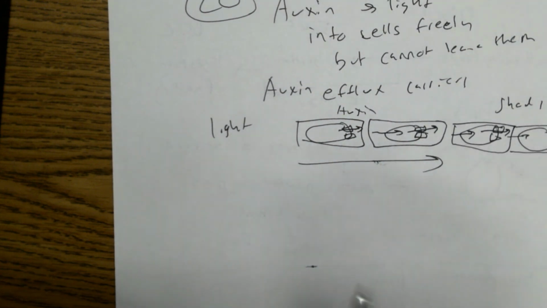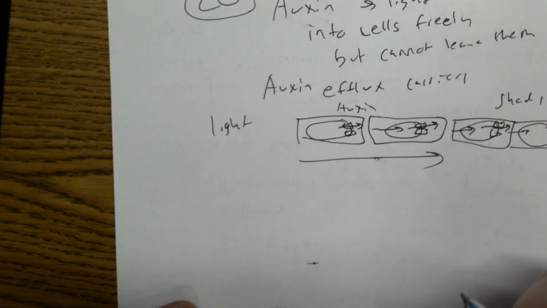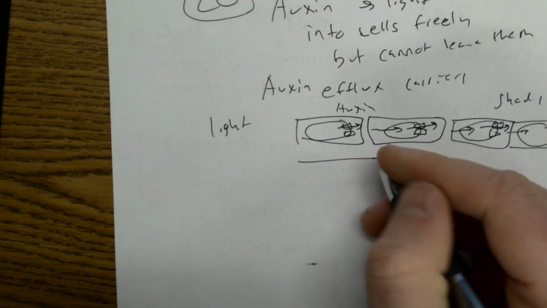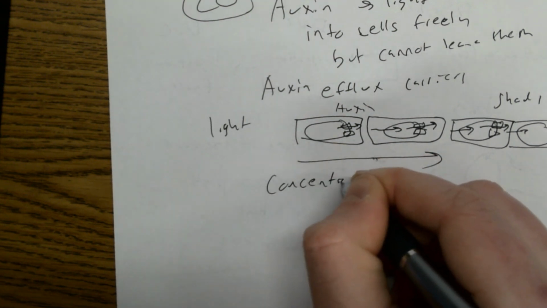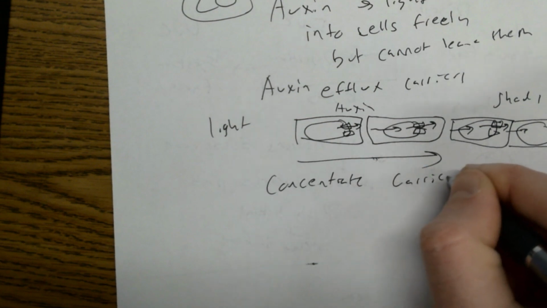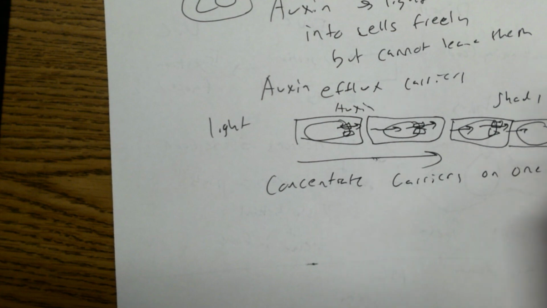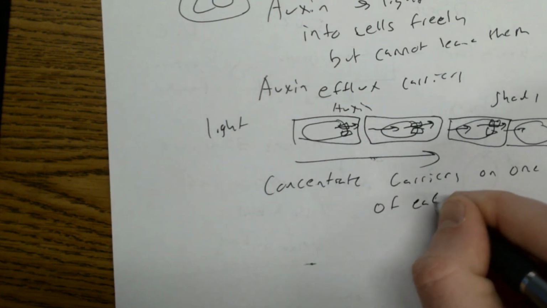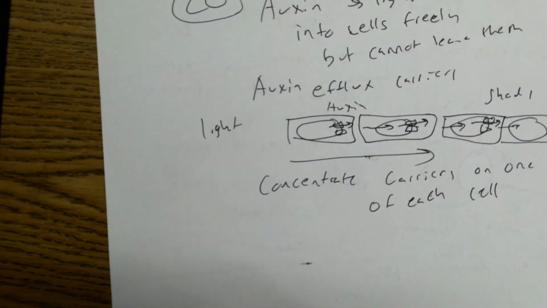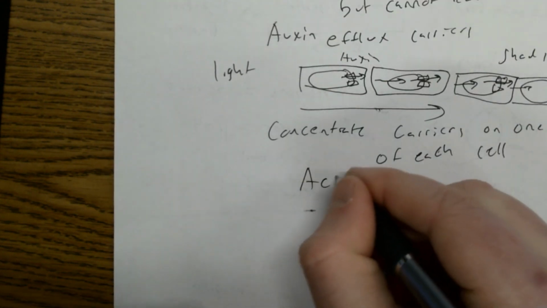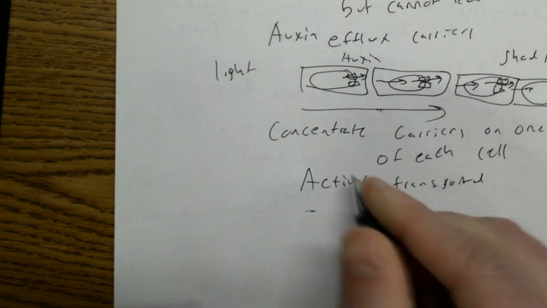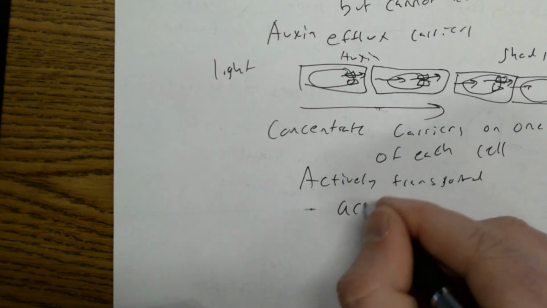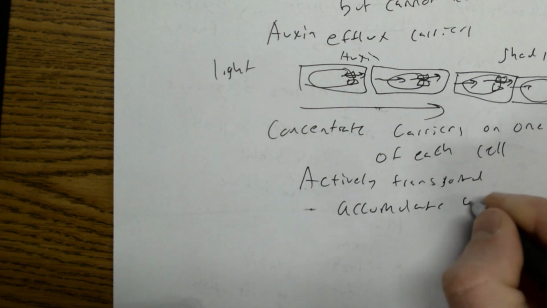All right, so now that's how you move the auxin. And these are called auxin efflux carriers, and they allow you to figure out where it is. And so you concentrate the carriers on one side of each cell to cause it to move. And so it's actively transported, right? And if they're all coordinated correctly, it will accumulate on one side of the plant.